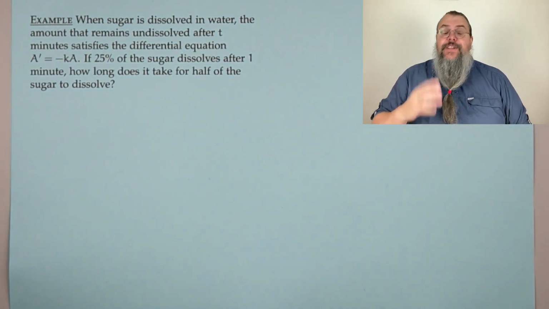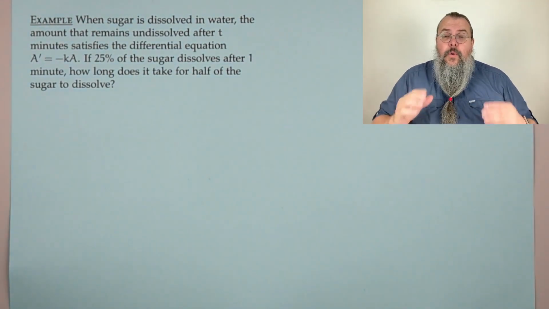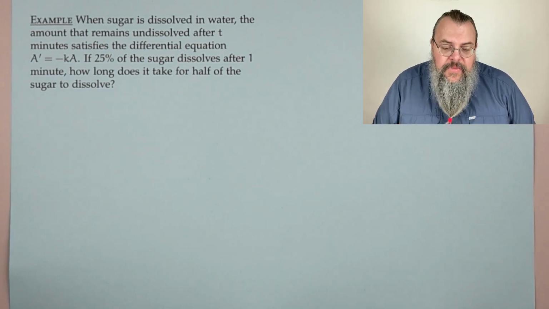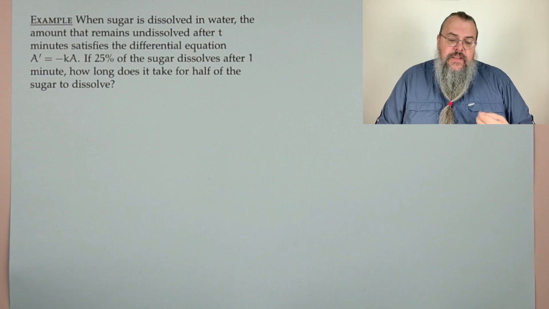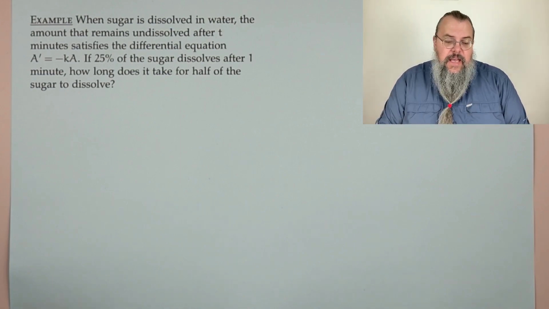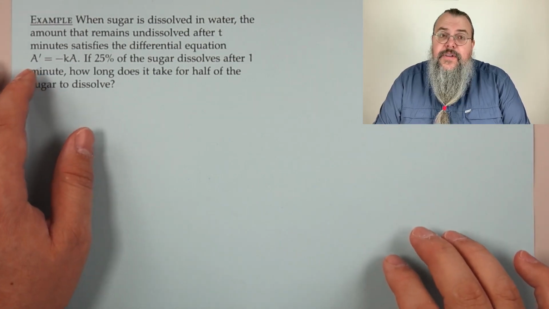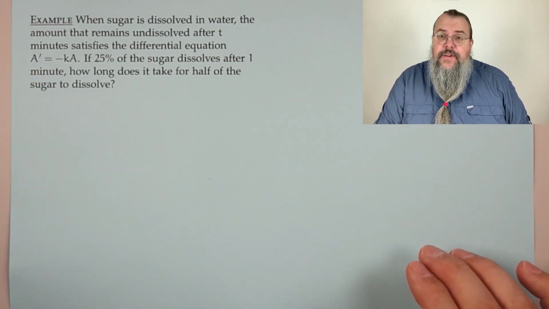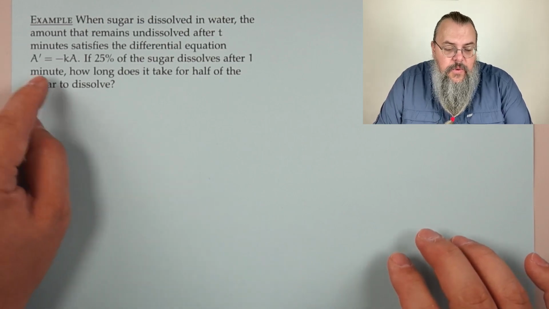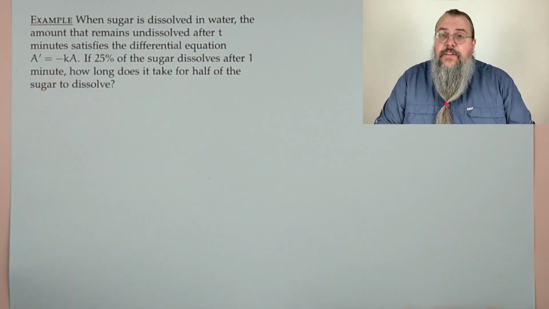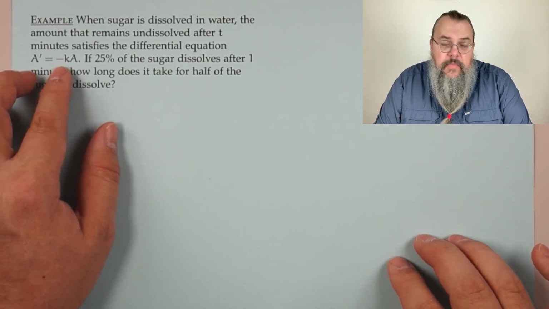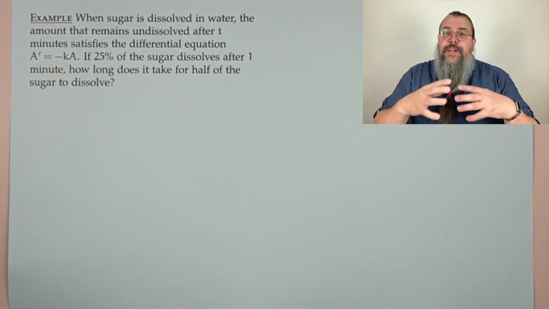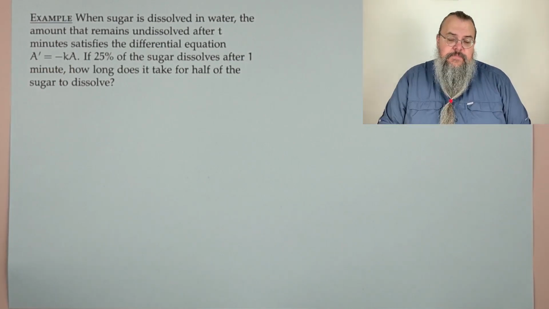But first, let's do an example. When sugar is dissolved in water, the amount that remains undissolved after t minutes satisfies the differential equation A prime equals minus kA. So A for amount. And we'll think of t as time, so our variables are A and t. And notice we are in the exponential model. And it's already saying minus, so we should think of exponential decay. So it's already capturing that.